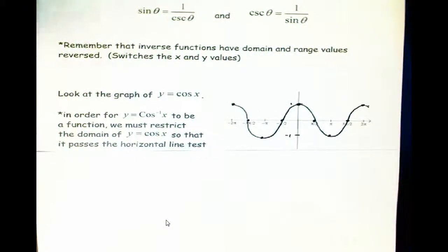Okay, welcome back. This is what your cosine graph should look like. Okay, the amplitude of 1 kind of goes up 1 and down 1, right? Okay, so it's just like the unit circle.